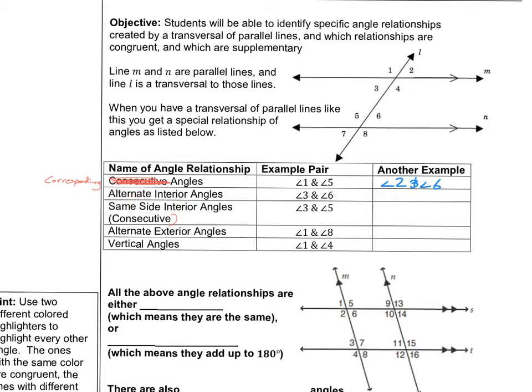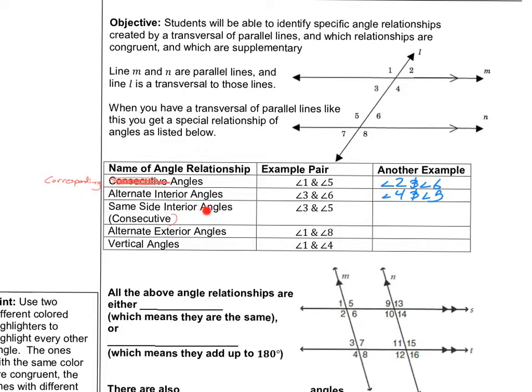All right, so the next one here is alternate interior, and it sounds exactly like what it means. The alternate just means that it's on different sides of this transversal, and the interior means that it's on the inside of these two parallel lines. So alternate interior would be 3 and 6 as an example, and another example is 4 and 5. So angle 4 and angle 5.